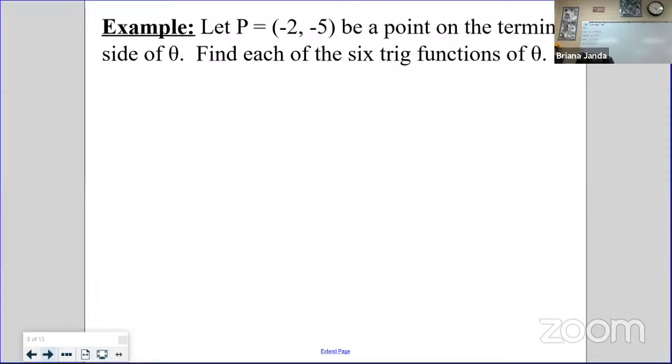This time I'm going to give you a second to try to draw the picture on your own before I put it up on the board. Same question. P is negative 2, negative 5 on the terminal side of our angle theta. Find the 6 trig functions of theta.